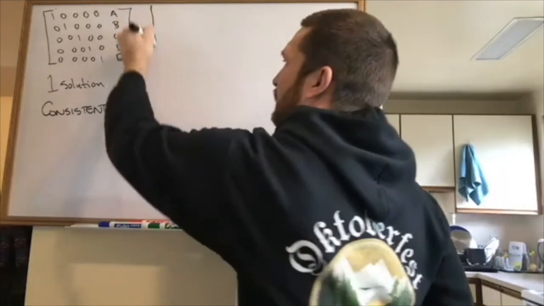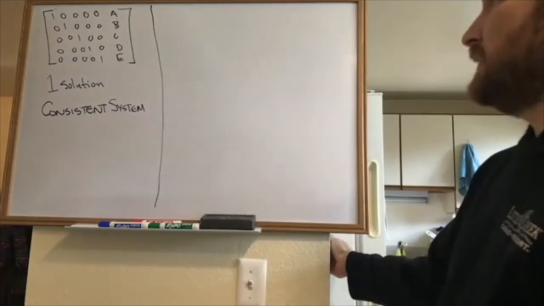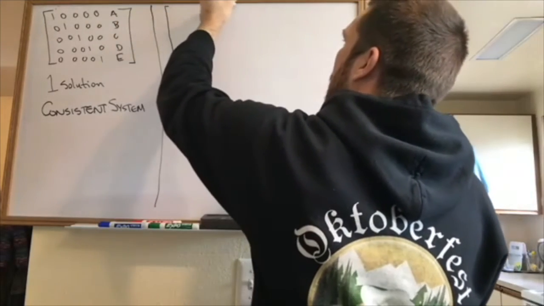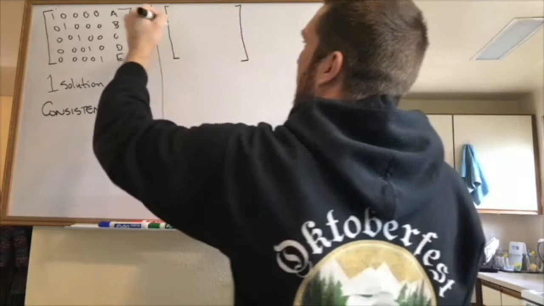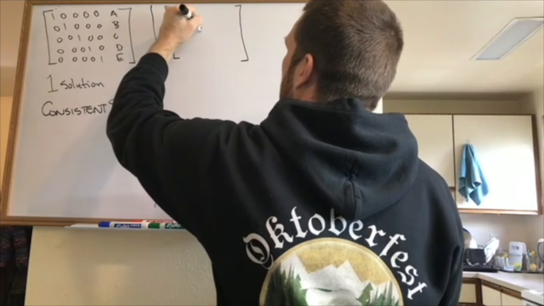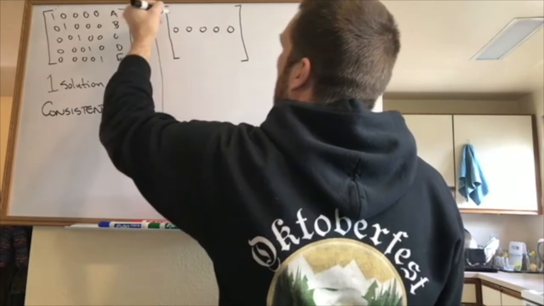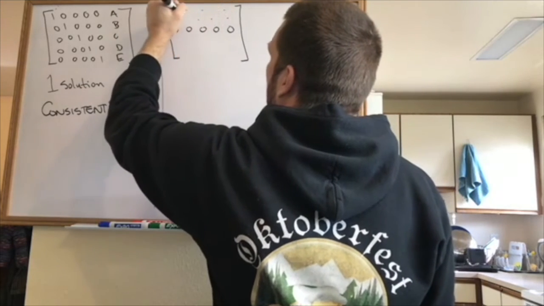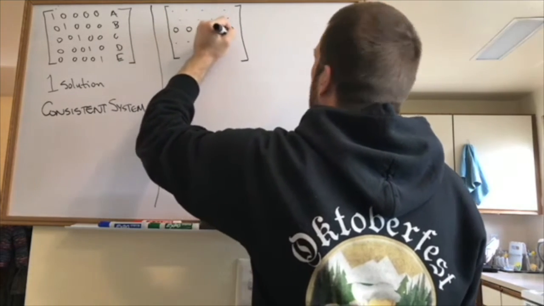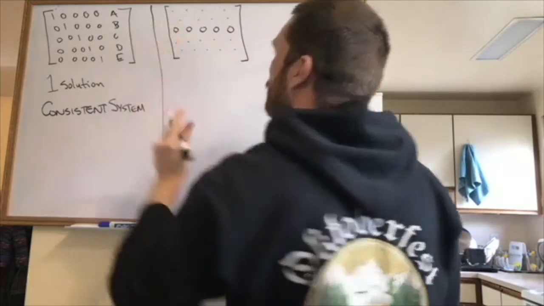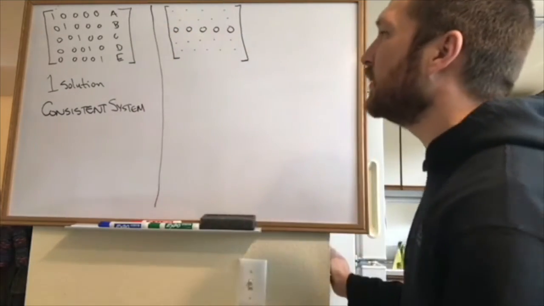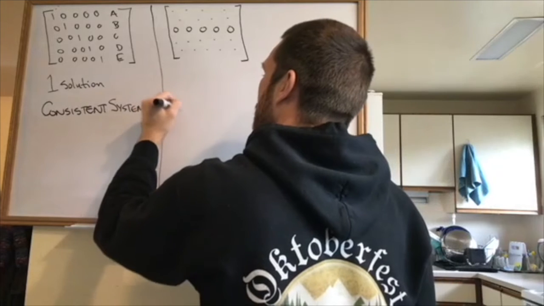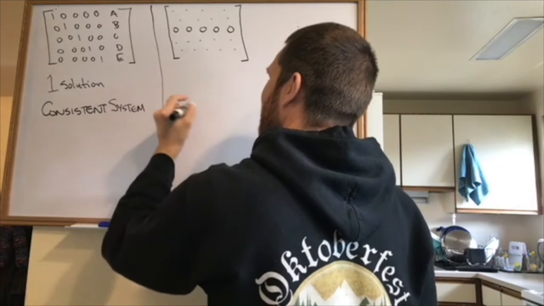Okay. Another case is you're doing your system, you're going along, and then all of a sudden you end up with an entire row of zeros. And you have some other stuff here. Doesn't matter where it occurs, when it occurs. As soon as you have an entire row of zeros, you have what's called a dependent system.